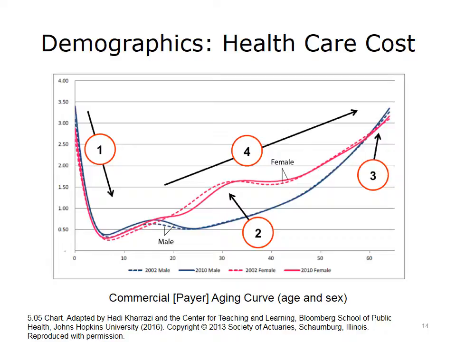Arrow 3 points at the occurrence of the crossover age, which is in the early 60s, when per capita spending for males exceeds that for females. Arrow 4 shows the general trend of increasing healthcare cost over the lifespan of the population.